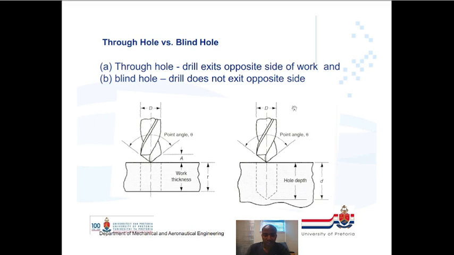Okay, we have two types of holes that you can achieve: through hole and blind hole. A through hole is a hole that goes all the way through the thickness of the material. It is drilled all the way to the other side, and a blind hole is a hole that you drill but it doesn't go through to the other side of the material. This is a blind hole. This will be a through hole.